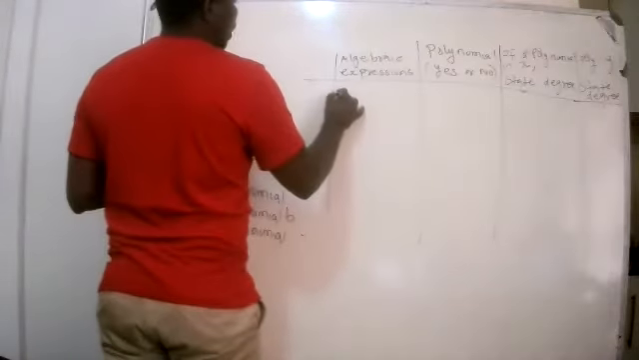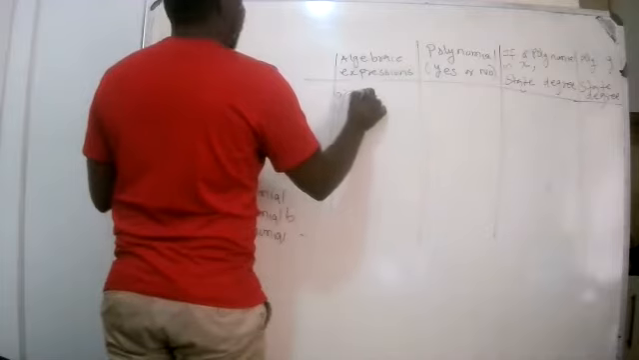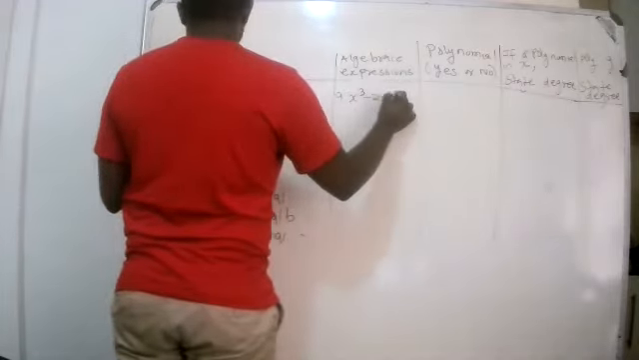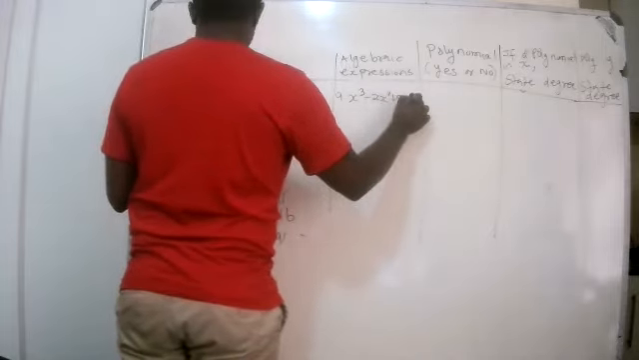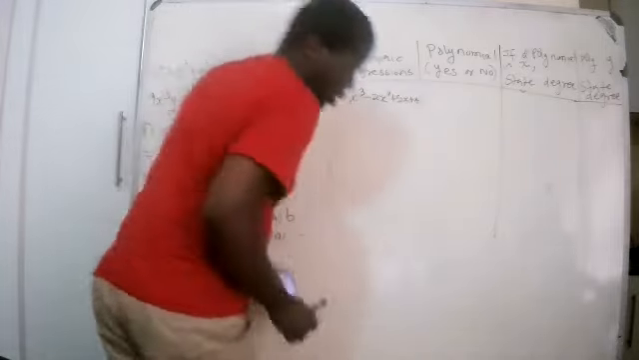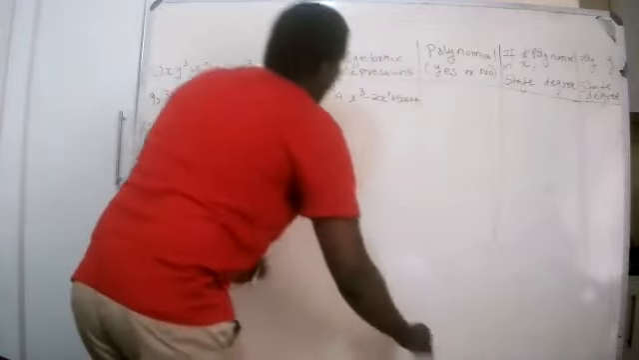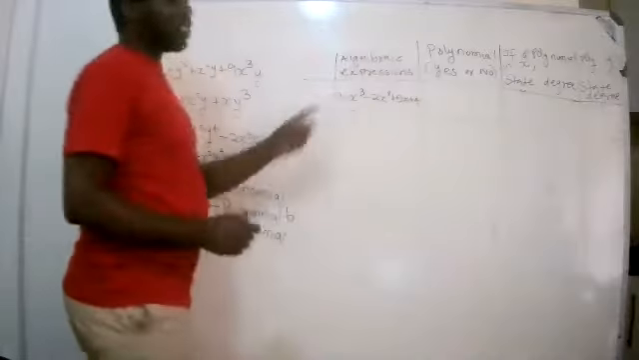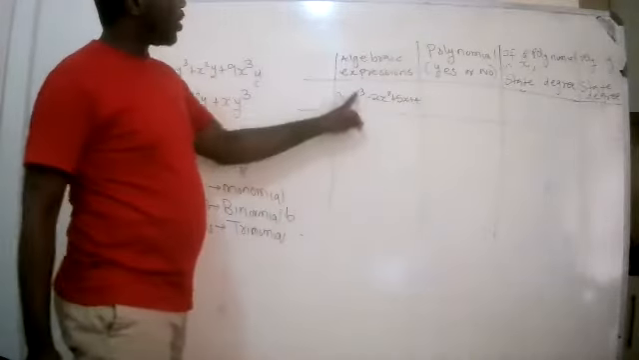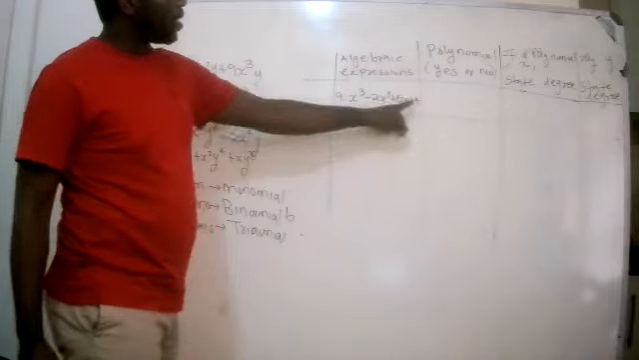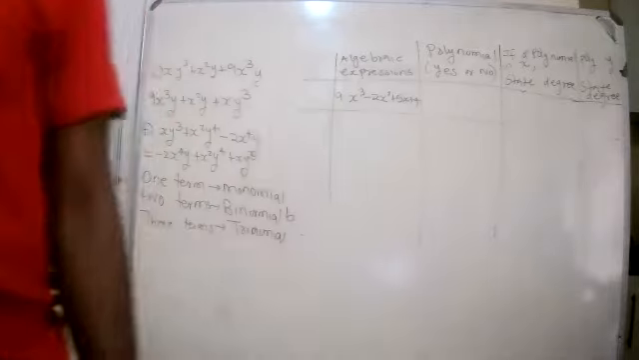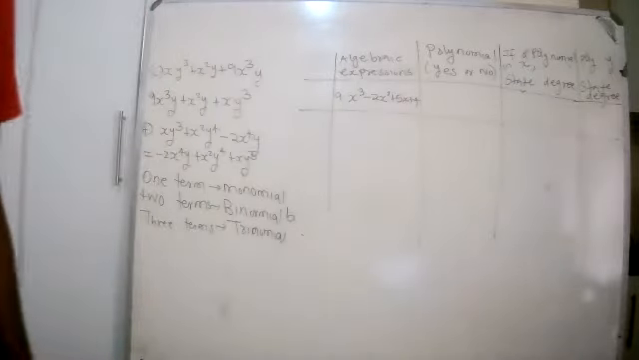So the first question that is given here, we're having x to the 3 minus 2x squared plus 5x plus 4. I would like to find out from you if this first question of x to the 3 minus 2x squared plus 5x plus 4 is a polynomial or not. It is a polynomial. Very true.